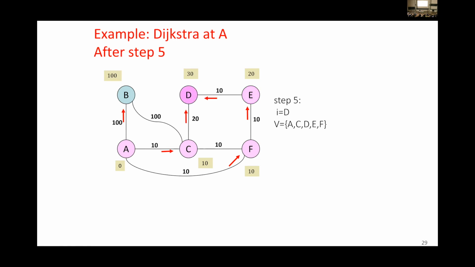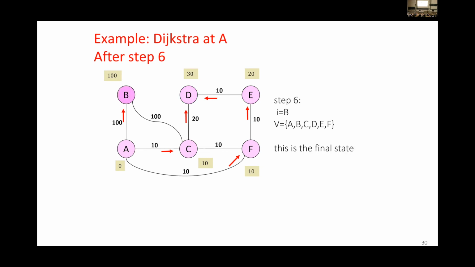At step 5, D will be added. That will not change anything. And at step 6, B will be added. And that's the end. We've covered all the nodes. And this is how it works. This is how Dijkstra works. What is far from trivial is why this works, why this does give the shortest path, but the proof is well known and will not go through it.